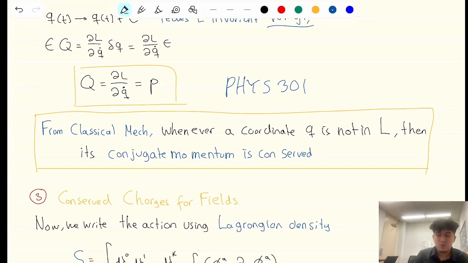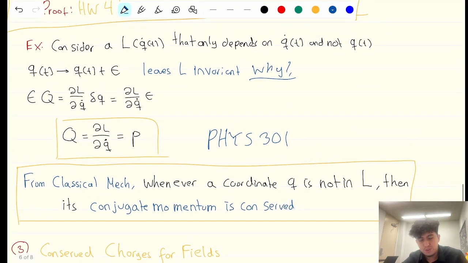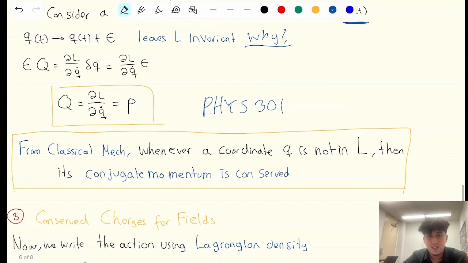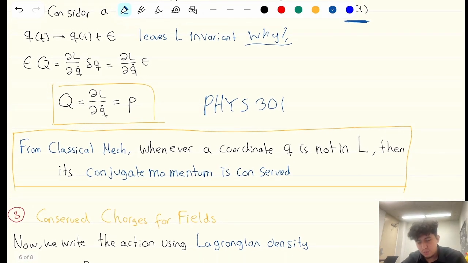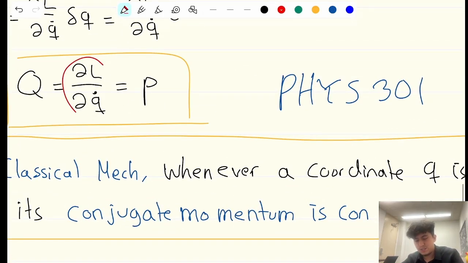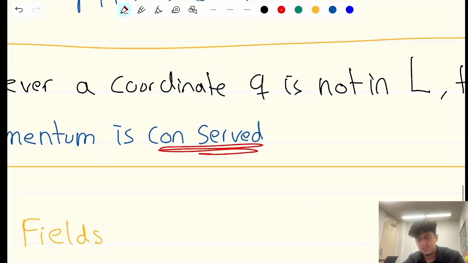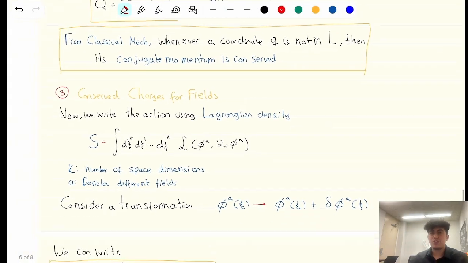From classical mechanics, whenever a coordinate Q is not present in the Lagrangian, like the Lagrangian doesn't depend on Q, then the conjugate momentum, or just the momentum of that coordinate, is conserved. Cool. So that's great. Okay, now the adult version, the one we care about.